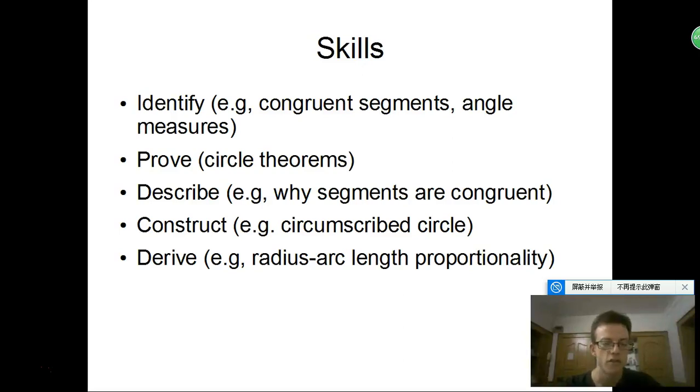Okay, skills. If we look back at the standards, these are the skills that are listed. Identify, prove, describe, construct, derive. Okay? These are all the things that students should be able to do about circles, which are basically the same things they do for all the units of geometry.